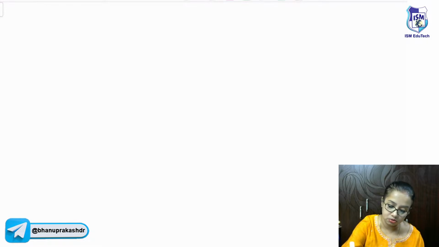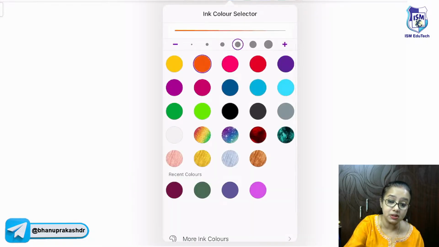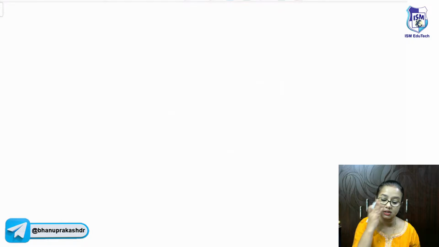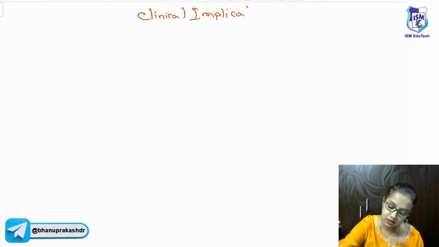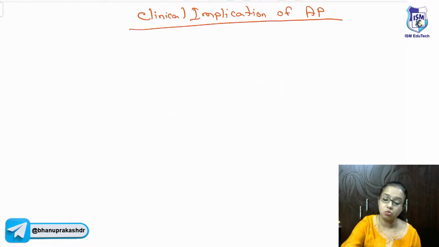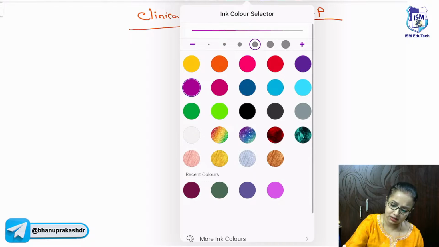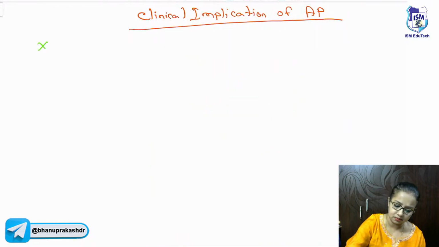Now coming to the clinical implication of the action potential. So, what was the action potential, or what is the action potential? If we have to give the definition, just as a reminder, what does action potential mean?